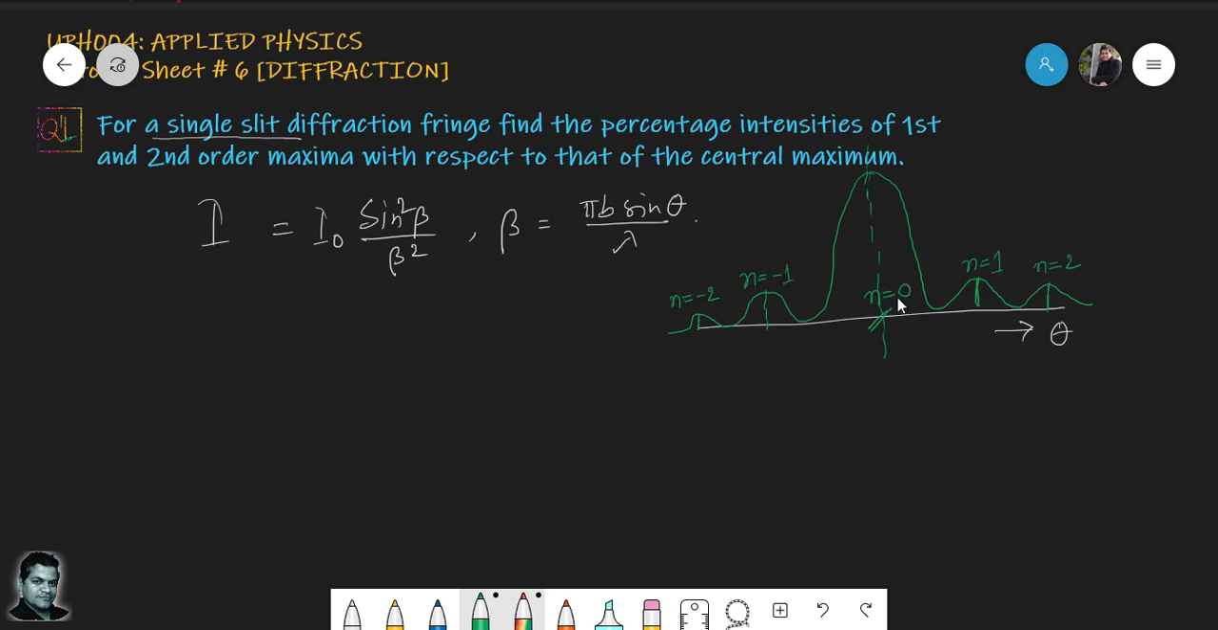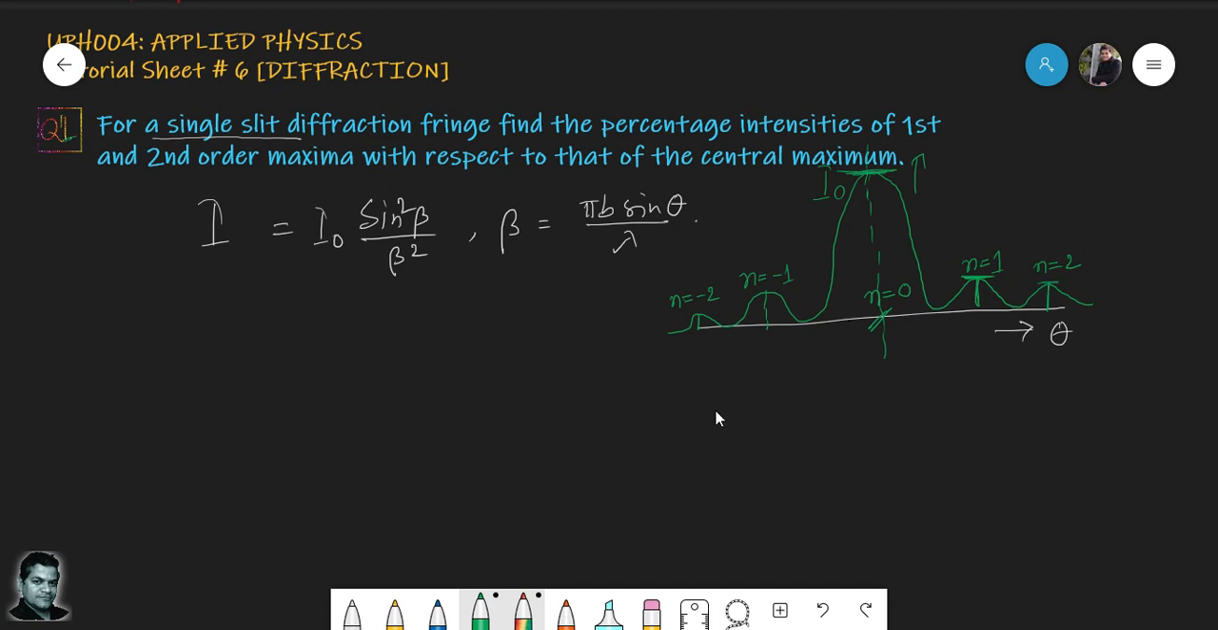So n is equal to 0 is the central maxima, n is equal to 1 is the first order maxima, n is equal to 2 is the second order maxima, and so forth on the left hand side too. This is a symmetric intensity distribution. In this direction it's the intensity and this much is I naught.